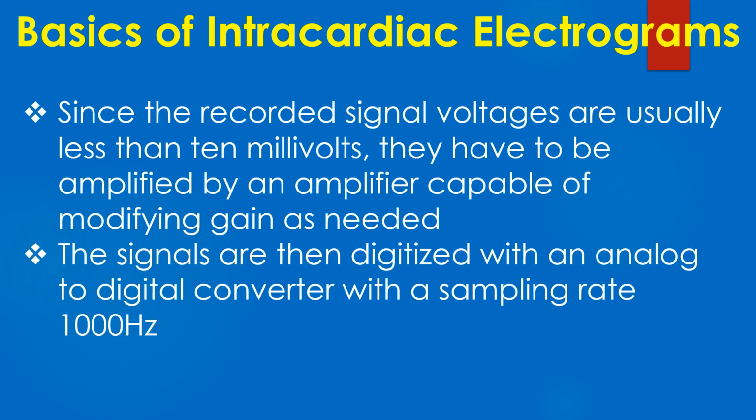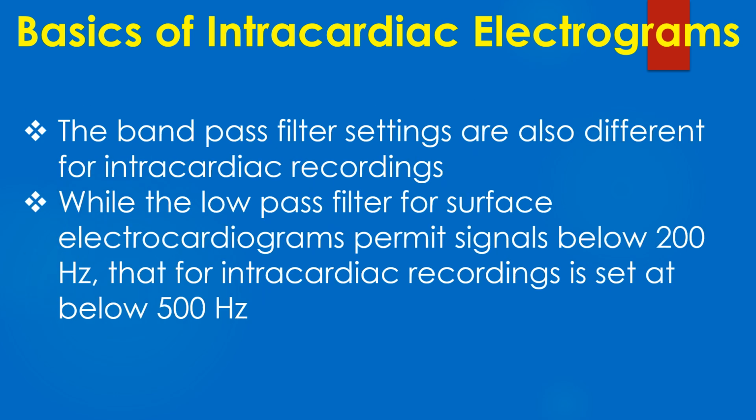Since the recorded signal voltages are usually less than 10 mV, they have to be amplified by an amplifier capable of modifying gain as needed. The signals are then digitized with an analog to digital converter with a sampling rate of 1000 Hz. The band pass filter settings are also different for intracardiac recordings.